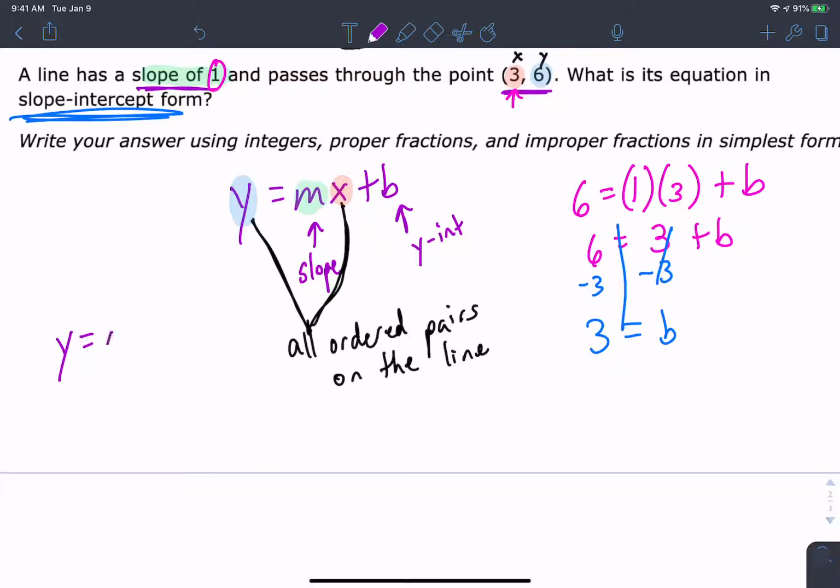So y equals mx plus b. When we go to write it back in the form, the only two things we substitute in are m and b. Y and x stay as part of the equation because, again, they represent all ordered pairs. They just happen to give us one ordered pair on this line. So now we plug in our m, which is 1, and our b, which is positive 3. Now I have the equation in slope-intercept form. It can be written like that, or just y equals x plus 3. All right, same thing. So hopefully this helps you with this IXL.